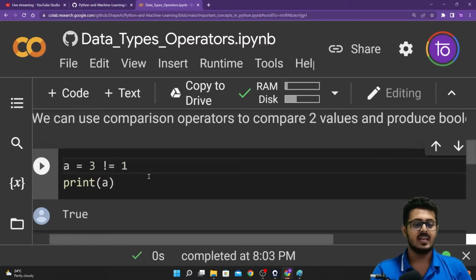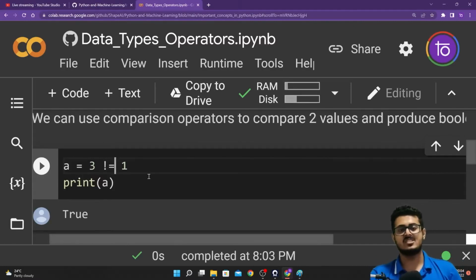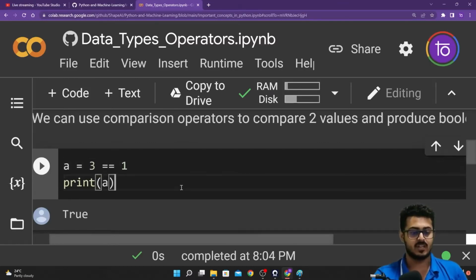For example, right over here, is 3 not equal to 1? We are basically checking if the LHS is not equal to the RHS. Yes, 3 is not equal to 1. So if I run this, it will give me the answer true. If I check whether the LHS is equal to the RHS, is 3 equal to 1? Of course, 3 is not equal to 1. We get false as our answer.